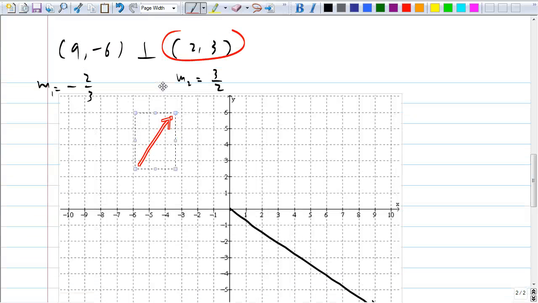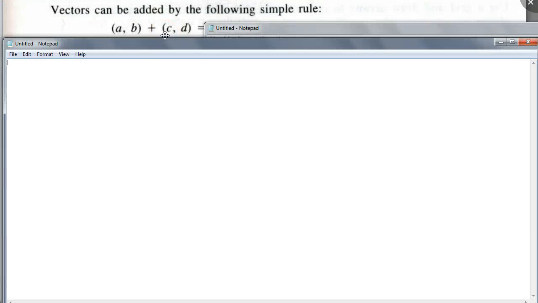So knowing this, let's move on to the next thing here. It turns out you could add vectors. Okay. So if I have vector A, B, and vector C, D, there's a simple rule. Anybody want to guess what you get? Because remember what these coordinates, these numbers mean. The first number means change in x, and the second number means change in y. So if we're adding these two vectors, guess what this simple rule will look like?